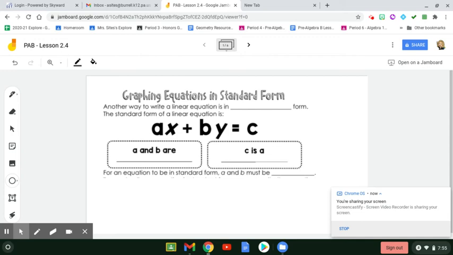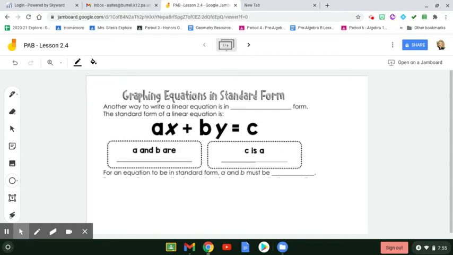Today what you're going to be working on is graphing equations in standard form. So far to this point, you guys have learned how to graph an equation using a table. Another way you've learned is to graph an equation using slope-intercept form. Today we're going to be graphing equations in standard form.